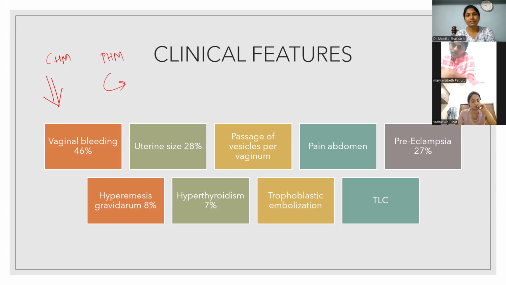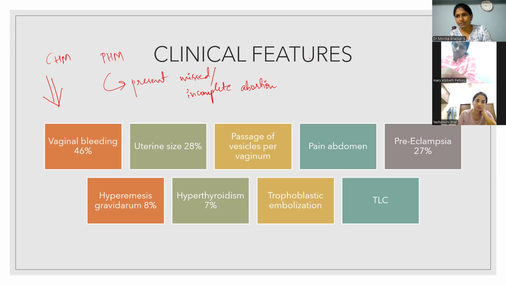So usually the partial hydatidiform mole will present to you like a missed or an incomplete abortion. So there might be bleeding, pain, or sometimes missed abortion. So Yashaswini, can you tell me what are the criteria for missed abortion?